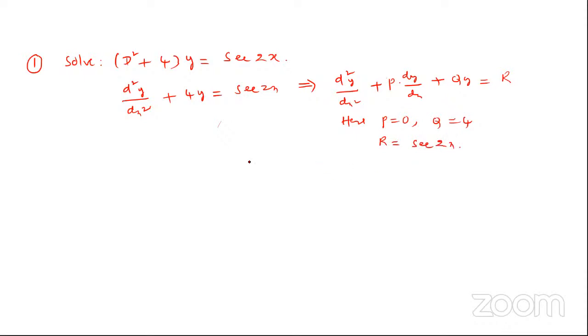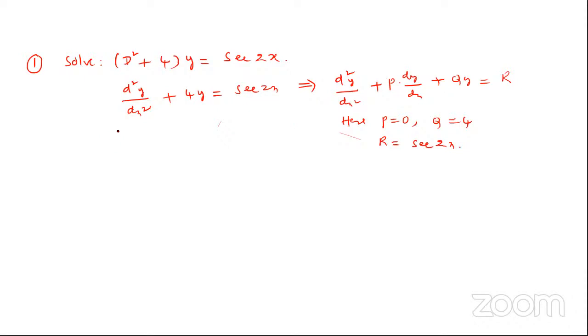Please remember, when any second order linear differential equation with constant coefficients is given, first of all our duty is to convert that equation into the standard form. Always the coefficient of d square by dx square should be 1. Then only you consider the R value. Now R value is clearly secant 2x.